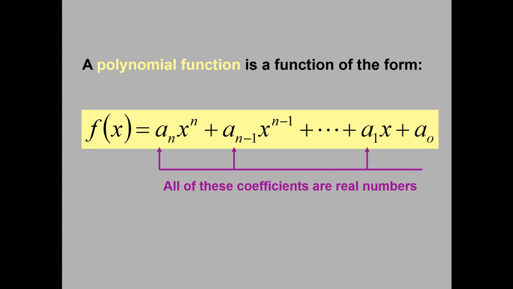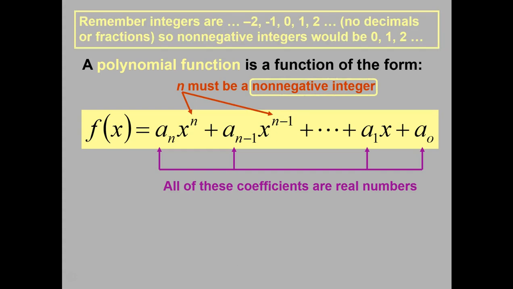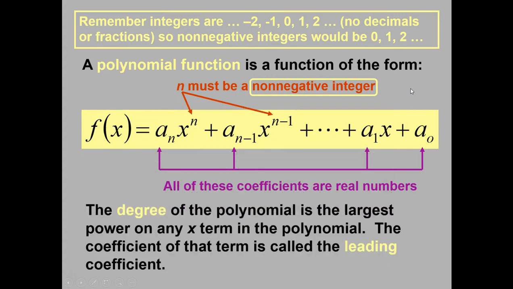Notice that the a sub n minus 1, and a sub, and so forth, all these are the coefficients, and these are our real numbers, not imaginary numbers. n is a non-negative integer. That means, remember, the integers are positive and negative whole numbers, no decimals or fractions. So non-negative integers would be 0, 1, 2, etc. So the exponents on the x variable are all non-negative integers.